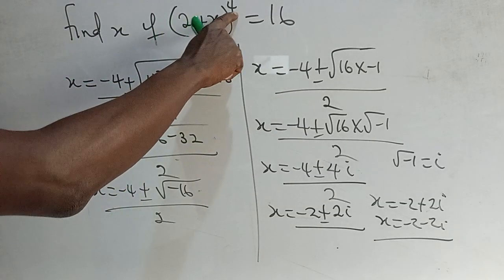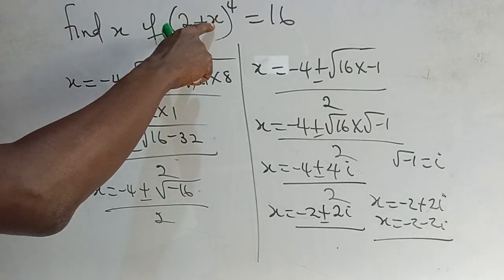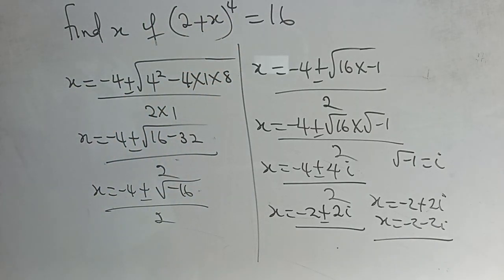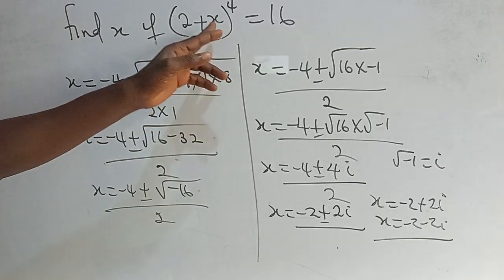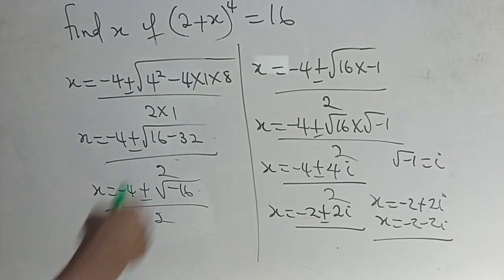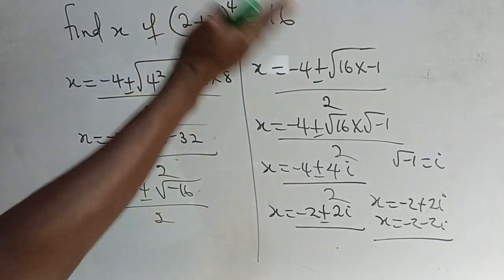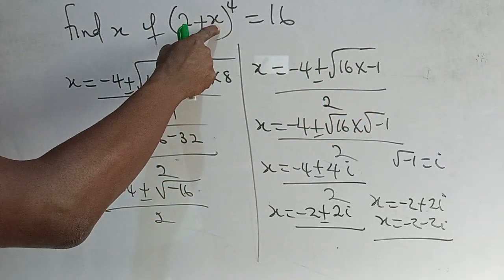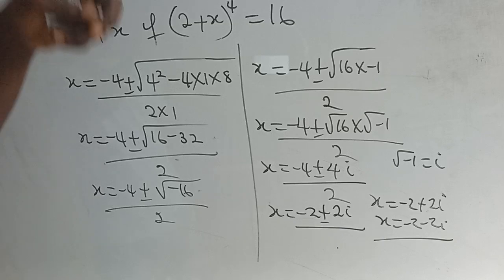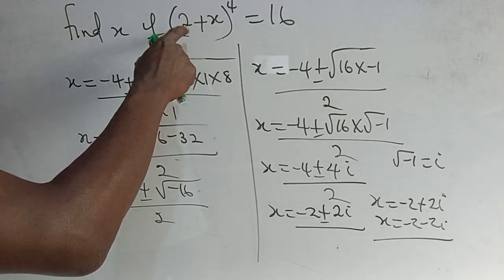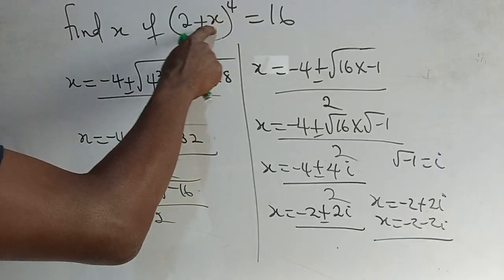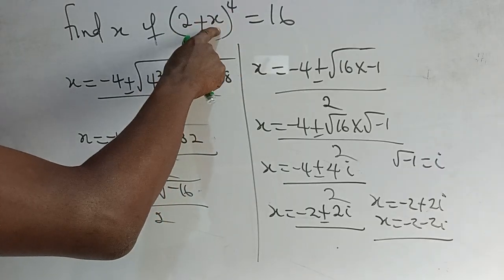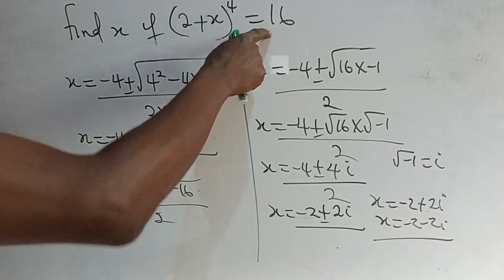Because the power 4 here indicates that the highest degree of x here is 4. So if you test the values you obtained, you will observe that what you have there is correct. When x equals 0 or minus 4, as in the first answers: if you put 0 here, 2 plus 0 is 2, and 2 raised to power 4 is 16. You put minus 4 here, 2 plus minus 4 is minus 2, and minus 2 raised to power 4 is 16.